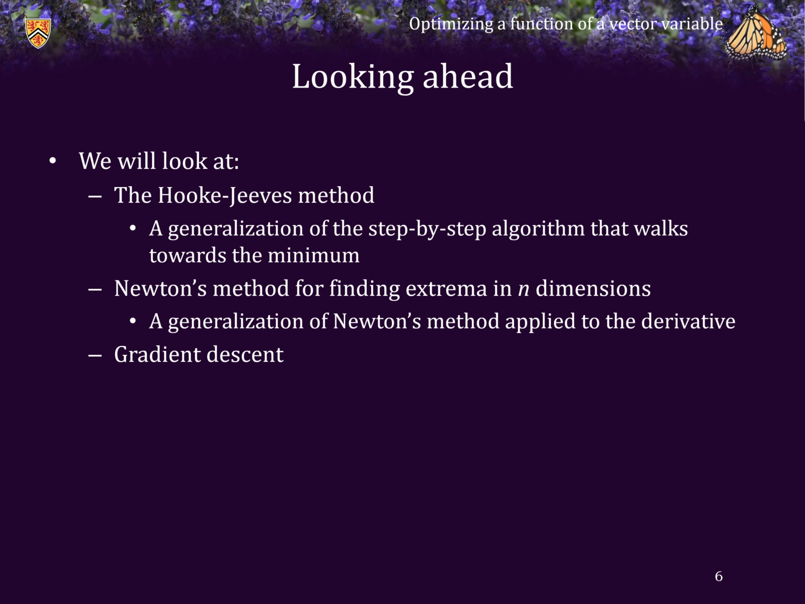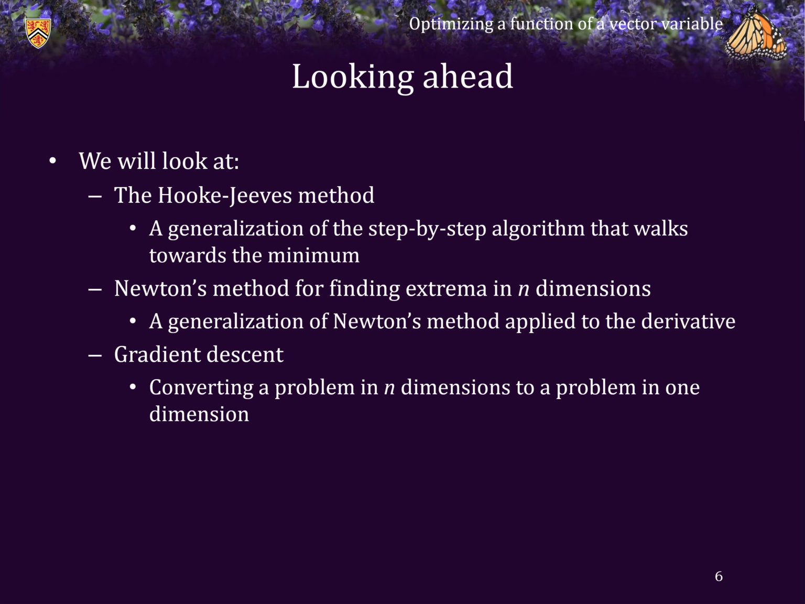Finally, we're going to look at the gradient descent technique. Now, this is a technique that converts a problem of finding a solution in n dimensions to a problem of finding a solution in one dimension, that is, the techniques we've already looked at.